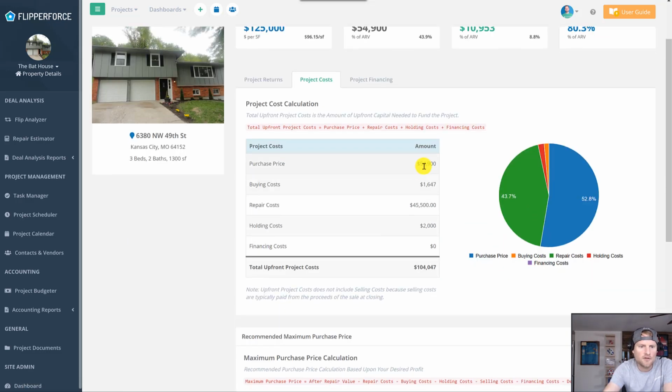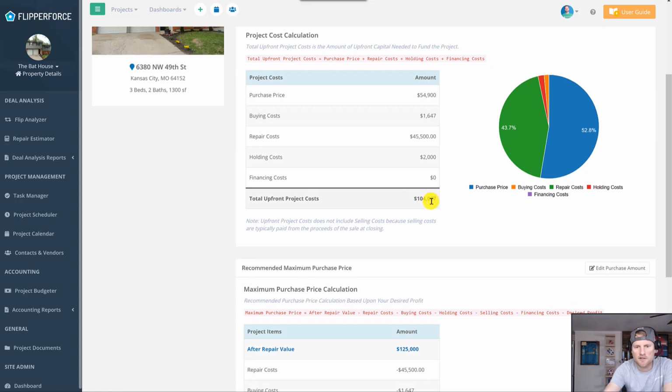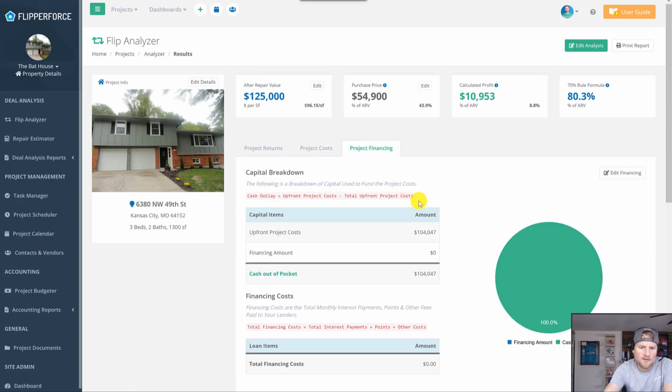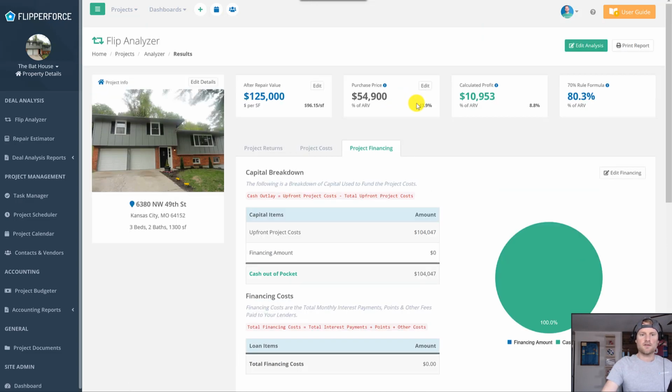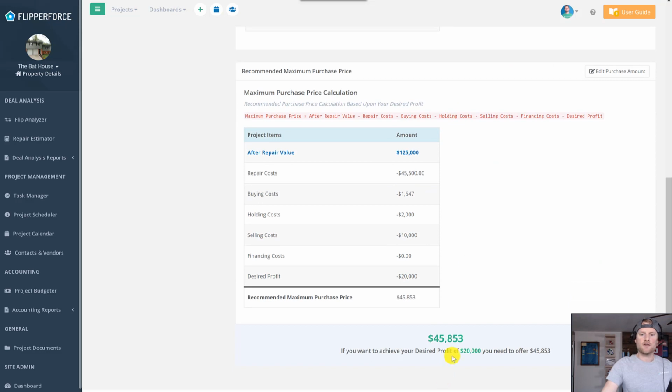The other tabs just basically go into your project cost calculation, so how much upfront costs you're going to incur on the project. So we're going to incur $104,000 of upfront costs. And then our financing basically tells us how we're financing the deal. Since we're doing an all-cash deal, it's telling us we've got $104,000 that we're going to need for this project. Since we're not getting any financing, we're going to be paying that out of pocket. So that tells us everything we need to know from a project costs, returns, and financing perspective. And again, it's telling us the recommended maximum purchase price down here that we should offer.